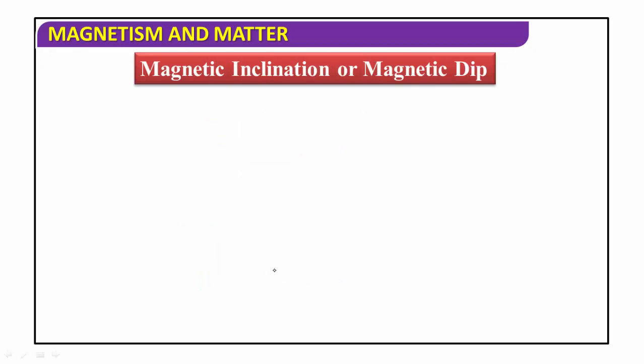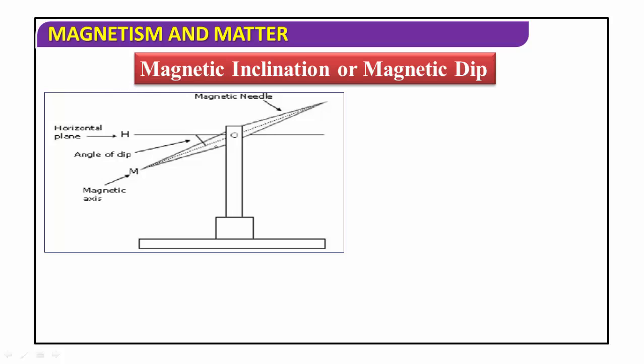And magnetic inclination or magnetic dip. This is the magnetic inclination. It is the angle between the horizontal component of the earth's magnetic field and the magnetic axis or magnetic equator of the earth. The angle between the horizontal plane of the earth, or horizontal component of the earth's magnetic field, and the magnetic axis of the earth is called magnetic inclination or magnetic dip.